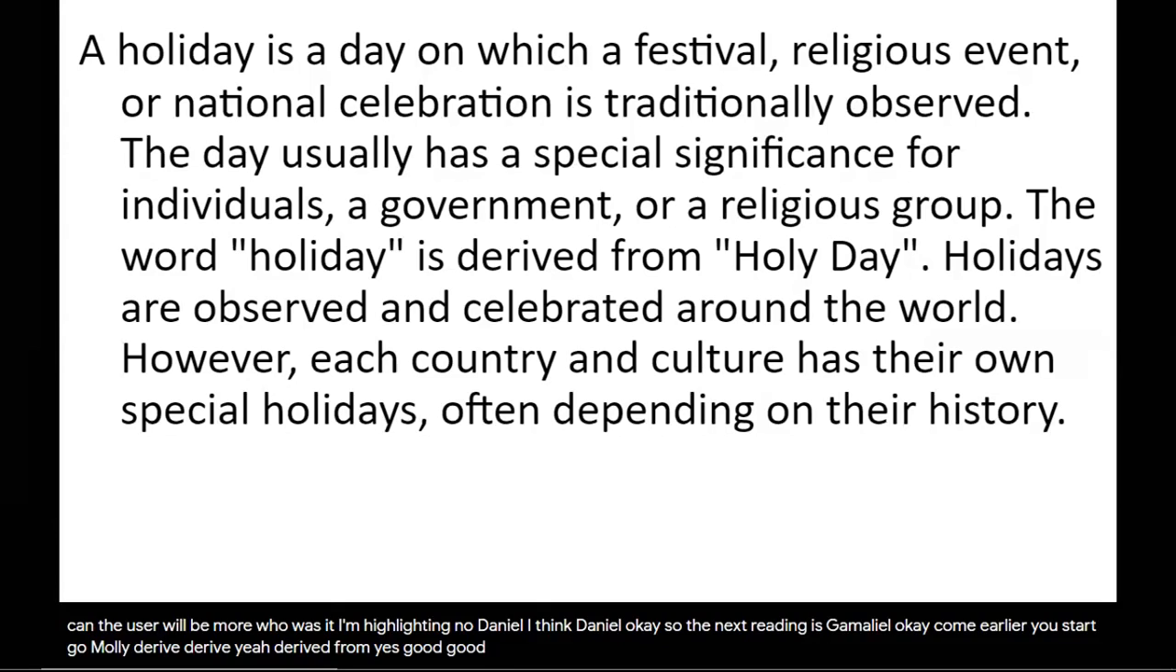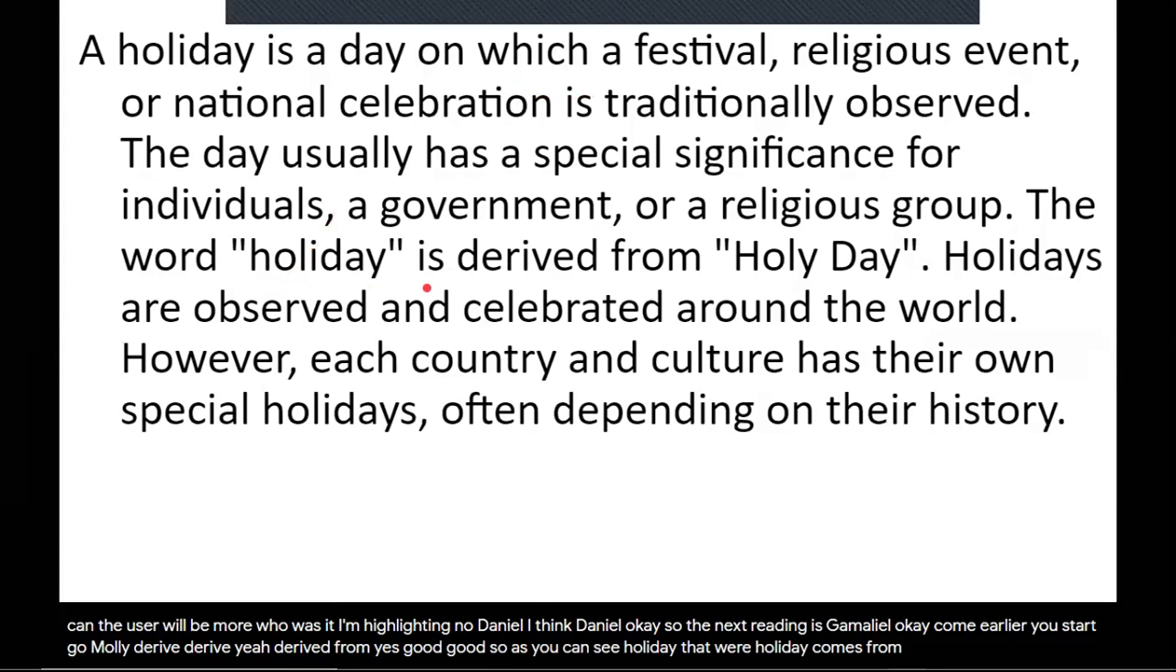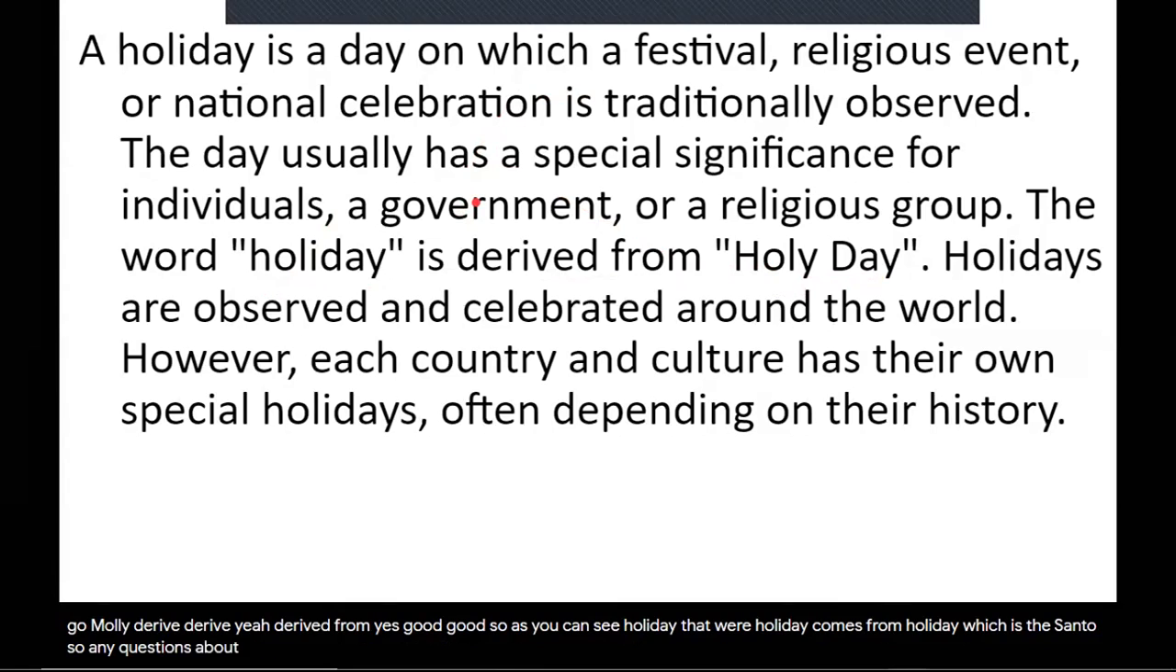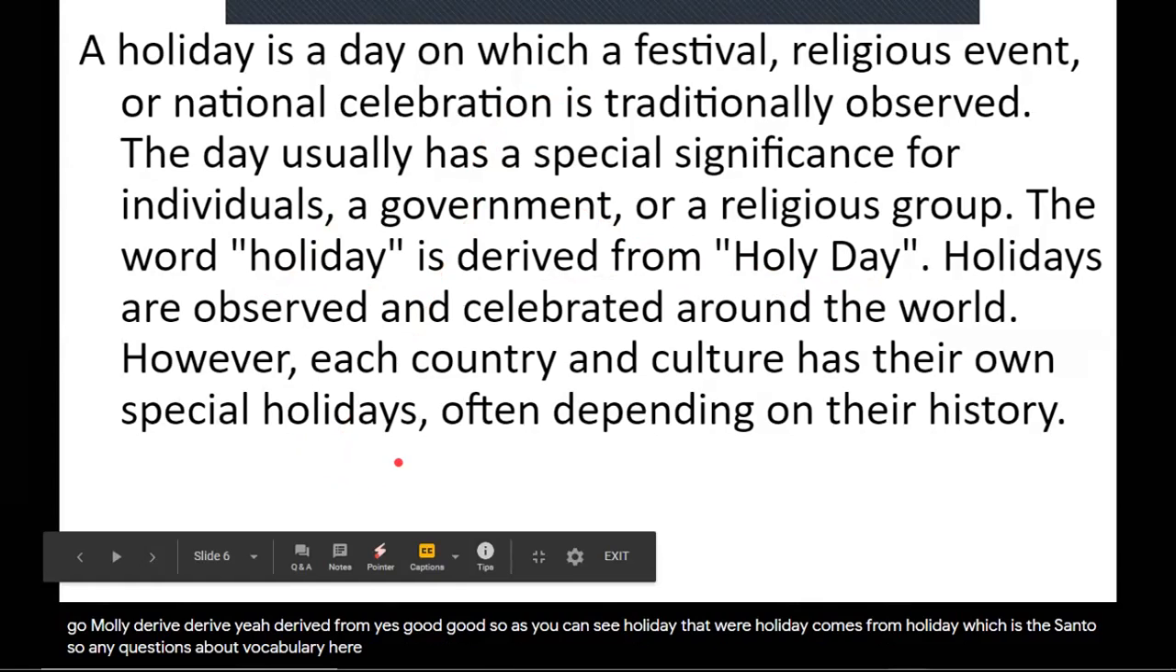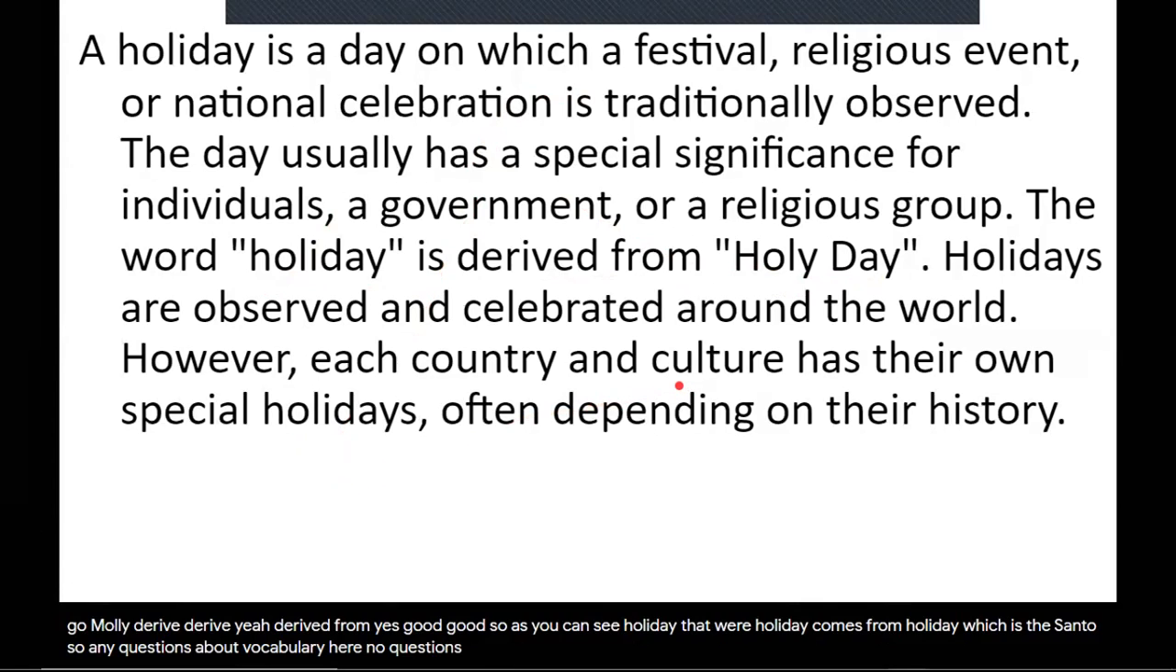Very good. So as you can see, the word holiday comes from holy day, which is Día Santo. So any questions about vocabulary here? No questions. Cool. Let's see. Next.